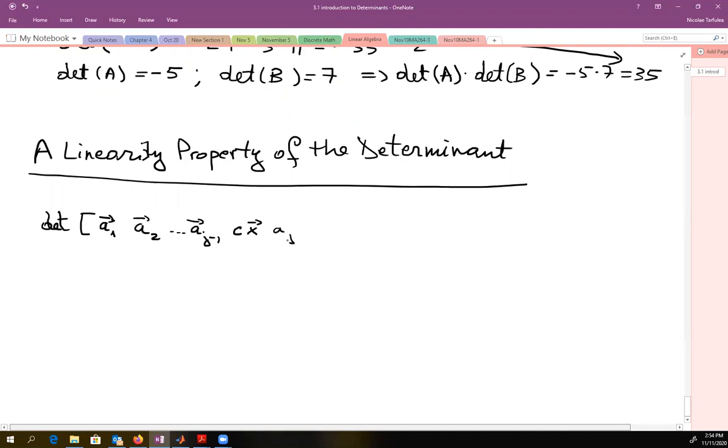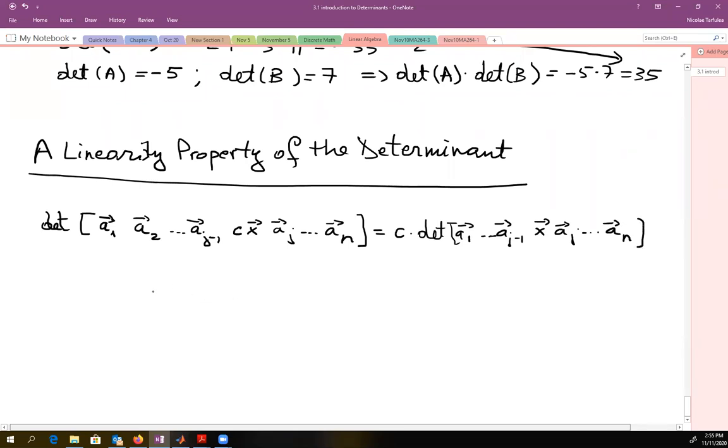Then a j plus 1, up to a n, the last column. Well, this equals c times the determinant of a1, up to aj minus 1, x. So c pulled out, then aj plus 1, up to an. I'm going to exemplify this.